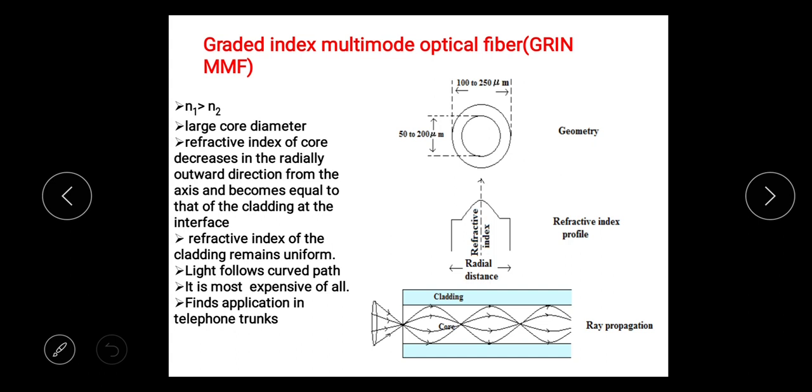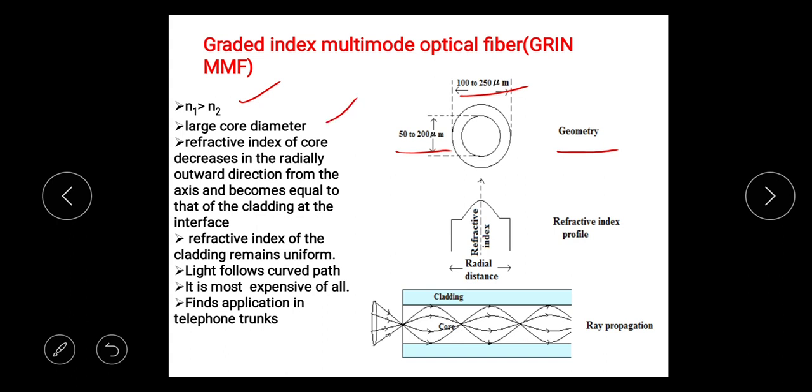It is also called a graded index multimode fiber. Here in the geometry you can see the diameter of core and cladding. Both the diameters are the same as that of the previous one, step index multimode optical fiber, no changes here. N1 is greater than N2. Large core diameter, as mentioned earlier.